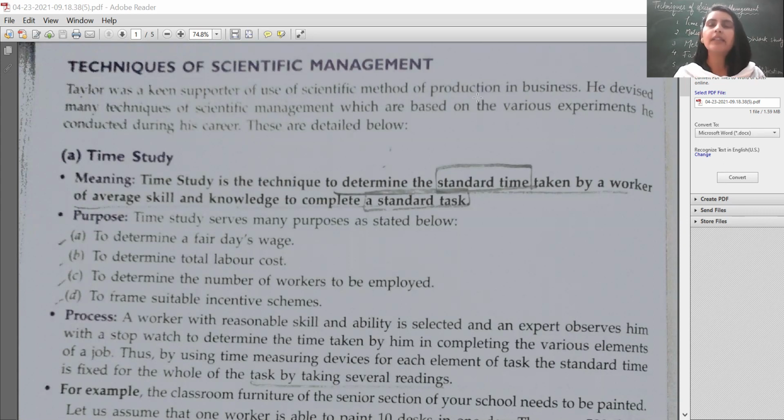Now, one worker takes 1 day to complete 3 cardboard boxes. There is another person who completes 4 boxes in 1 day. There is another person who completes only 1 box in 1 day. So what is required here?